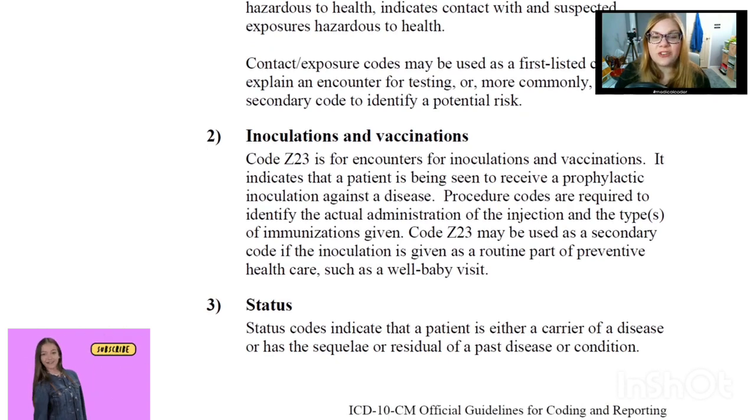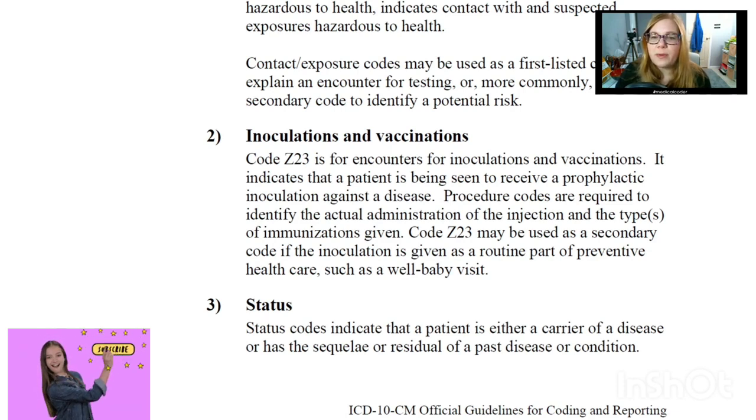Inoculations and vaccinations. Code Z23 is used for any sort of inoculation or vaccination, which is really nice because back in ICD-9, we had dozens of different codes for every different type of vaccination. Now there's just a general code, Z23. It makes life a lot easier. It indicates that a patient is being seen to receive a prophylactic inoculation against a disease. Procedure codes are required to identify the actual administration of the injection and the type of immunization that was given.